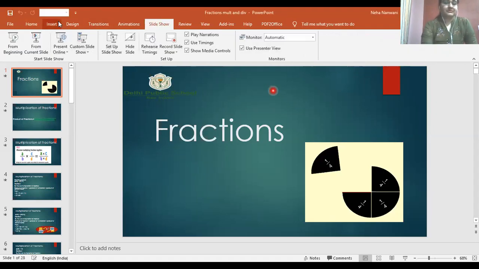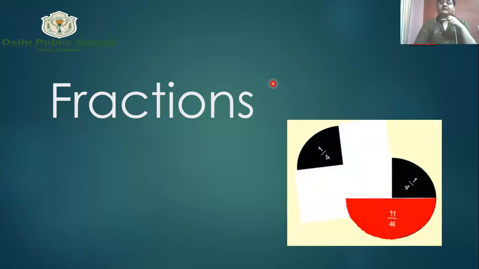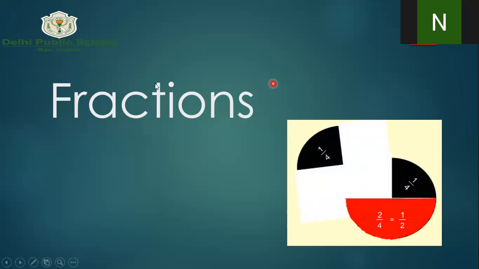Now, children, remember what was the rule for addition? For addition, we were supposed to convert unlike fractions into like fractions and then only we were allowed to add them. But here in multiplication, the multiplication is really very simple. All you need to know is how to cancel out the things. Okay. Now, let's start.